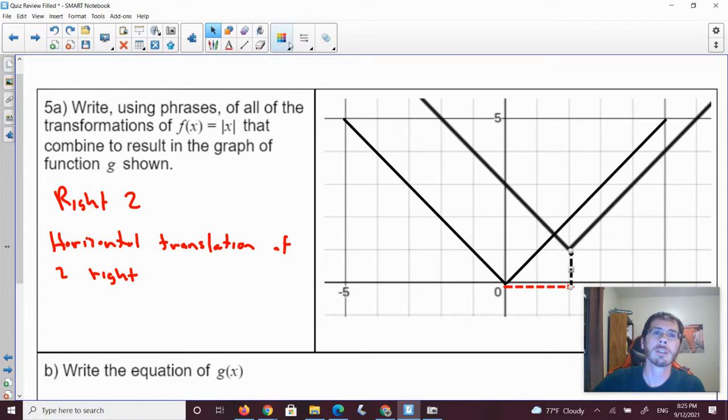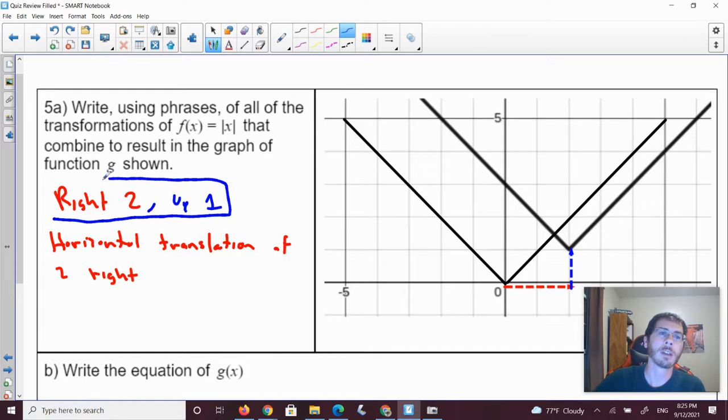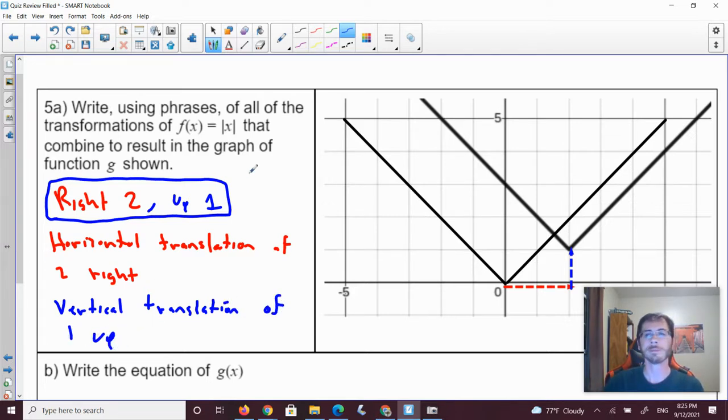Now in the other direction, let's change that one to blue. We can see that we're going up 1. So you can have this as your final answer if you want. But it's nice to be specific, so we could also call that a vertical translation of 1 up. All right, so that's what we got.